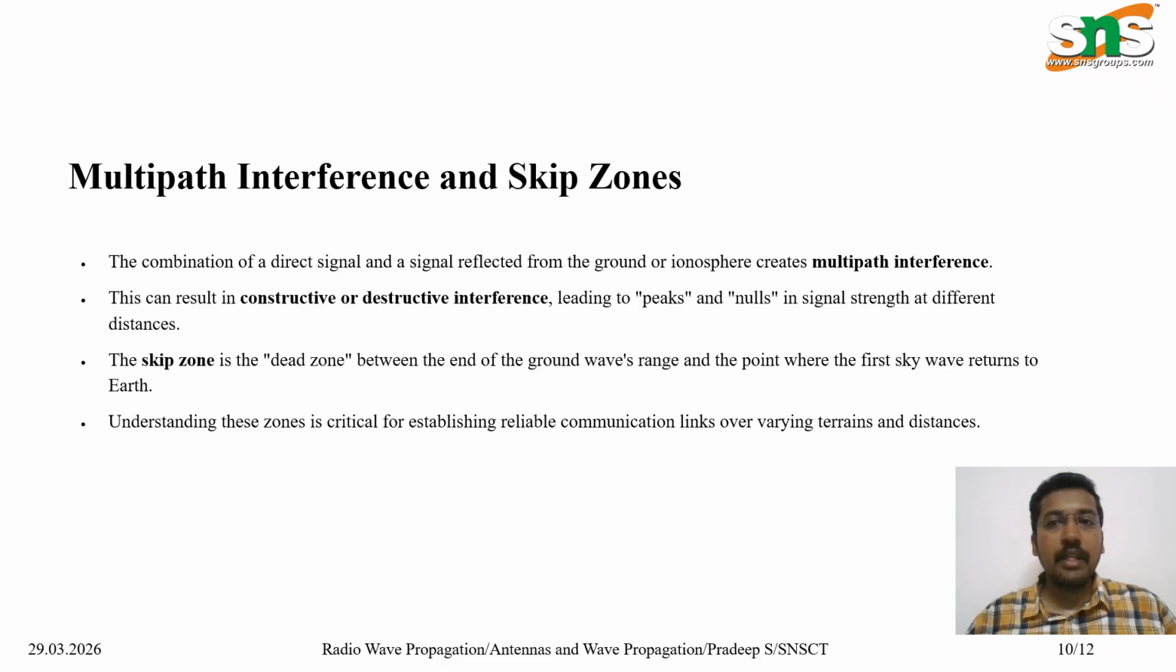Multipath interference and skip zones. Multipath interference occurs when a receiver gets signals from multiple paths, such as a direct path and a reflected path from the ground or ionosphere. These signals can combine constructively or destructively, causing variation in signal strength known as peaks and nulls. Another important concept is the skip zone, which is the area where neither ground wave nor sky wave signals are received. Understanding these effects is crucial for designing reliable communication systems.